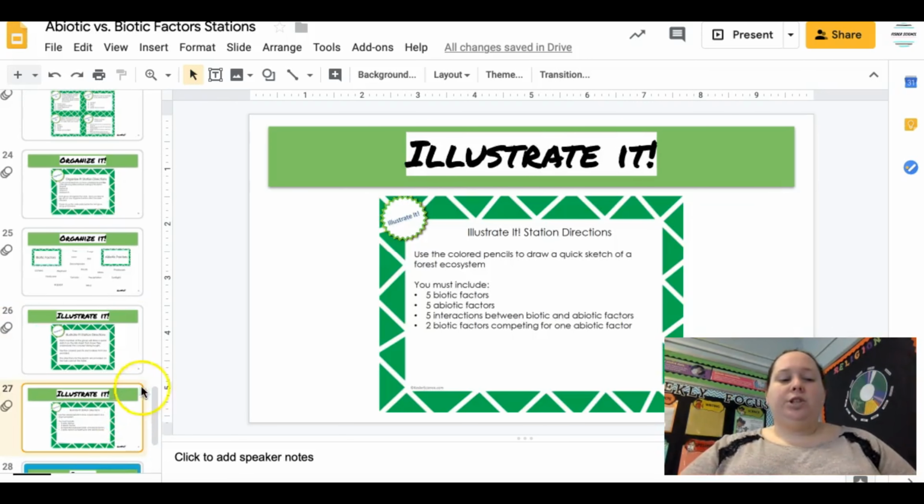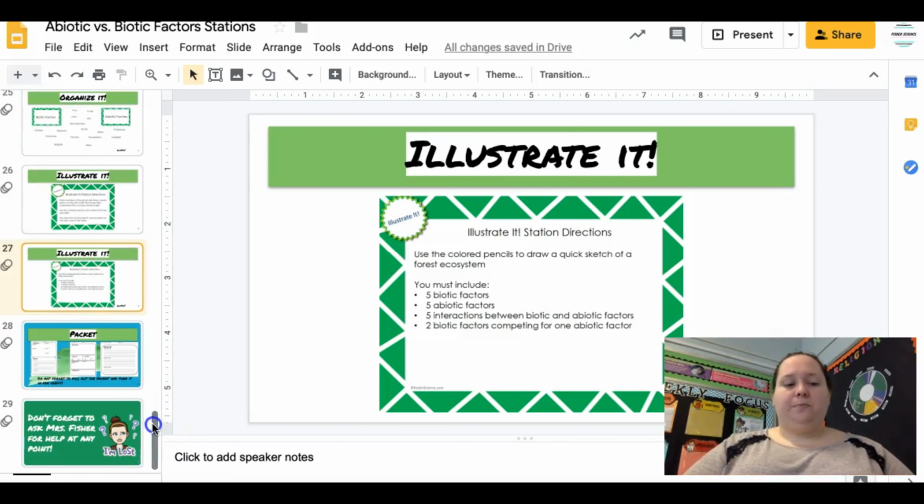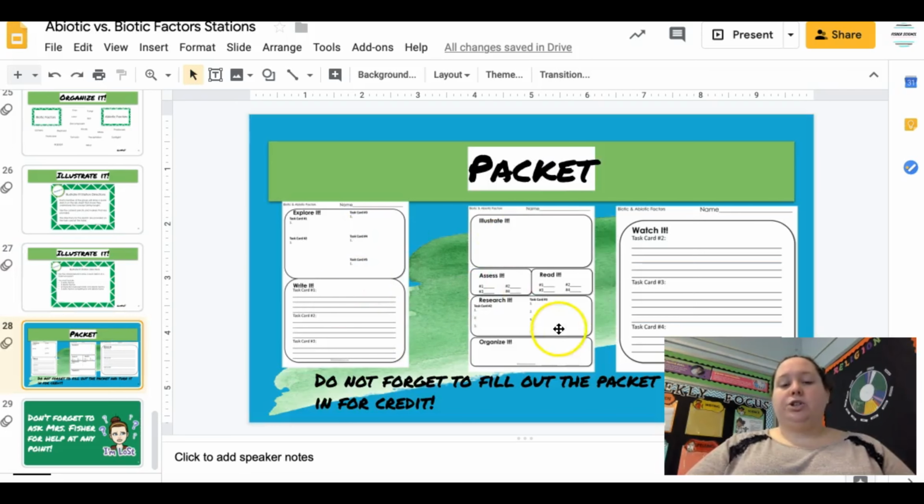And then the last thing you'll need to do is illustrate it. And it asks you to draw a food web or an ecosystem and include those different factors, biotic and abiotic, interactions between them, and some things competing for one another. So here, biotic factors competing for one abiotic. So that means like 2 animals fighting over water, or 2 animals fighting over sunlight, 2 plants fighting for sunlight, fighting for soil. I gave you a picture of all the different pages of your lab report.